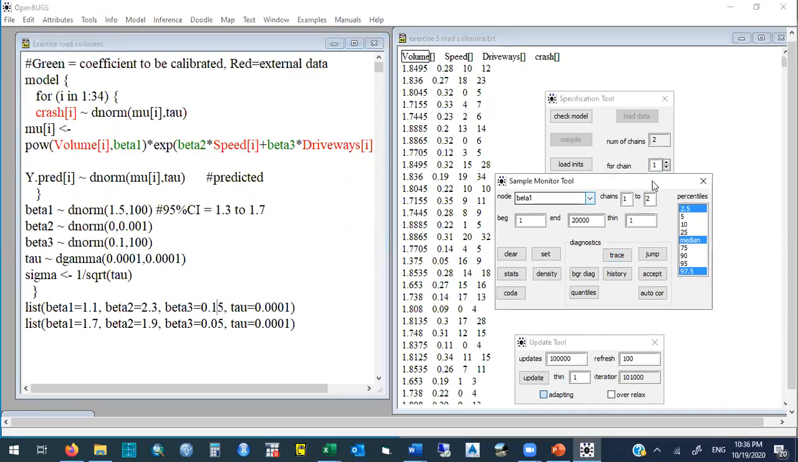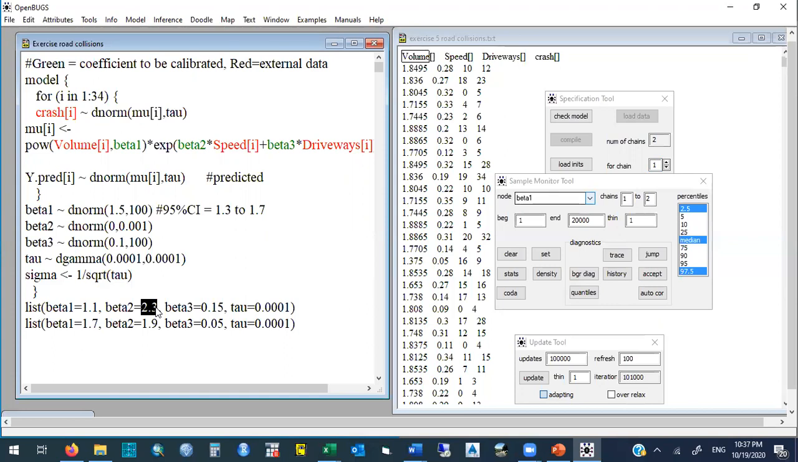Okay, Doctor, but for beta 2, we said that if we don't know anything and we don't have experience, let's write it 0 and the precision like 0.001, but still we have in the chains values for beta 2, which is 2.3. You need to give a starting point. You have no choice. Okay, so how can we expect this starting point if we don't have any experience in these values? Do you know if the coefficient is positive or negative?